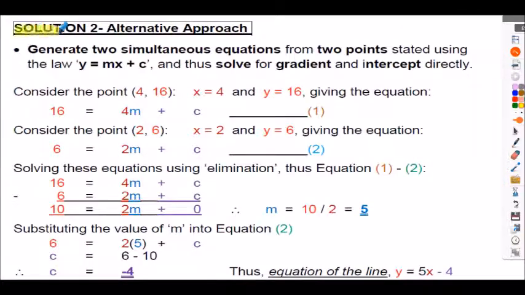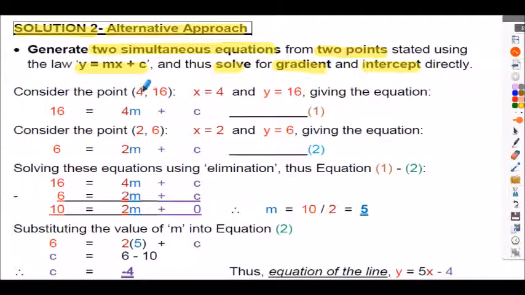Here is solution 2, an alternative approach to calculating the equation of the line. What we're going to do here is generate 2 simultaneous equations from the information given, the 2 points given. We know the equation of the line is y is equal to mx plus c. So we're going to be able to solve for the gradient, the m, and the intercept, the c, directly. We have looked at solving simultaneous equations in a previous presentation, which I would encourage you to review if you want to recap on simultaneous equations. I will very briefly take you through the process here, but we are concentrating primarily on graphical methods in this presentation.